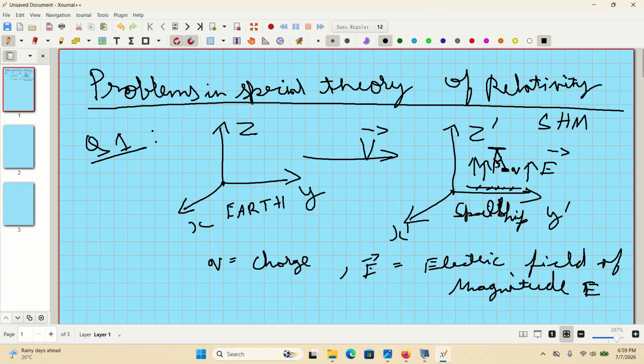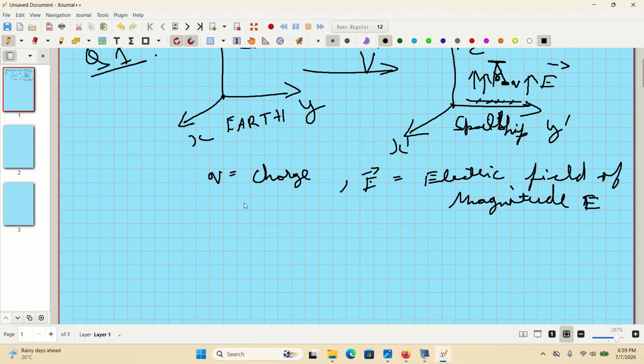The question is, what is the time period of this oscillation in the frame of reference of the spaceship, and what will be the time period of this oscillation for an observer standing on Earth, meaning an observer standing in this inertial frame connected to Earth. So let's begin our solution.